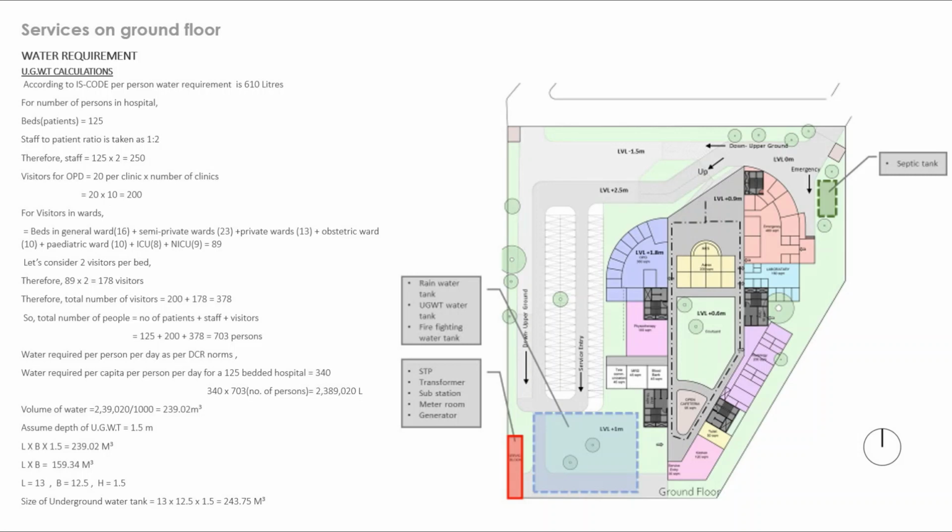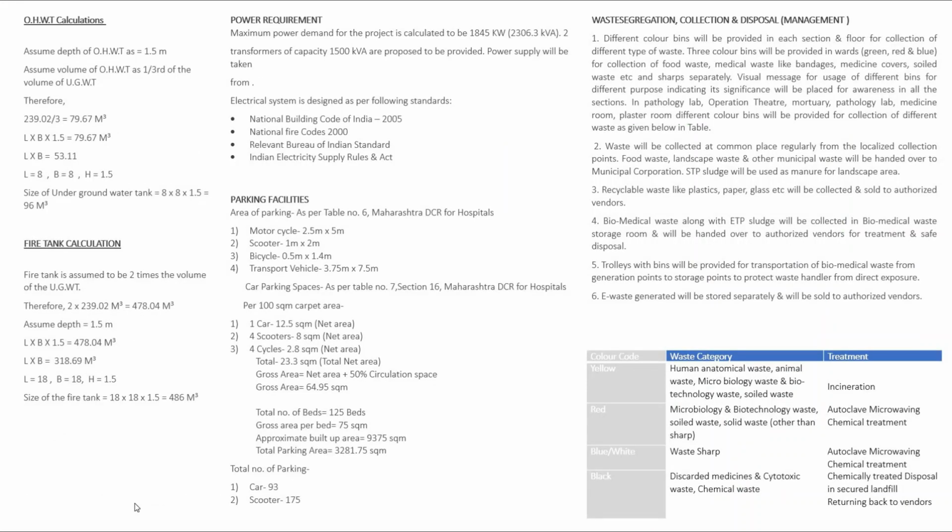There is no government sewer line running along the site, so we have to provide a septic tank on the northeastern corner. Towards the corner of the site, there is a service block which includes transformer, substation, meter room and generator. Over here we have shown overhead water tank and firefighting tank calculations according to the standards. The maximum power demand for the project is calculated to be 1845 kilowatts.